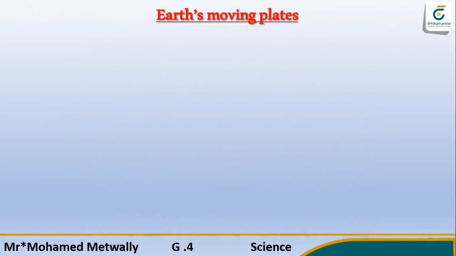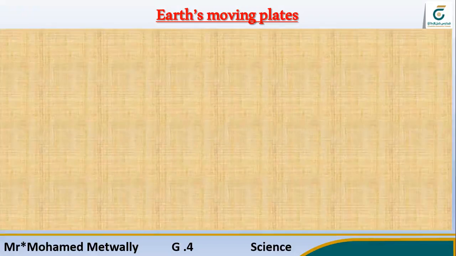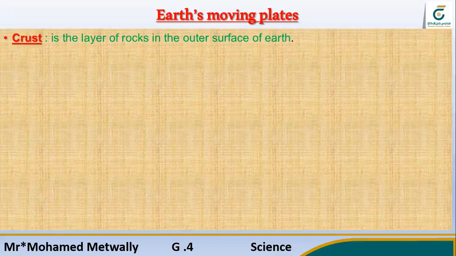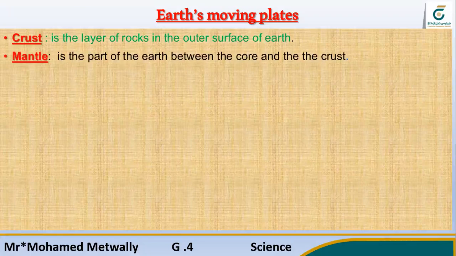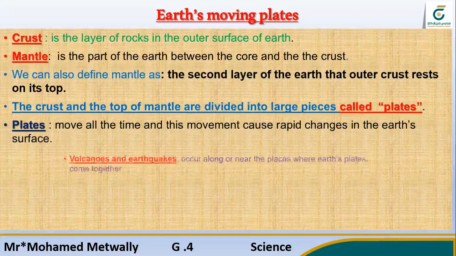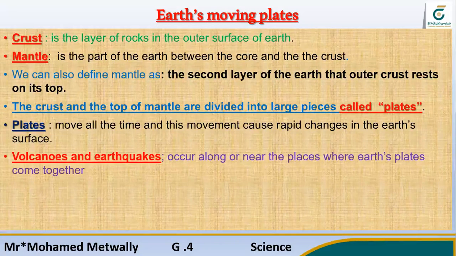Let me remind you first of the previous slide of the previous lesson, which is talking about Earth's moving plates, because it's very important to remember this information and terminologies as well. We studied the crust. Crust is a layer of rocks in the outer surface of the Earth. Then going to mantle. Mantle is a part of the Earth between the core and the crust. We also can define mantle as the second layer of the Earth that the outer crust rests on top of.